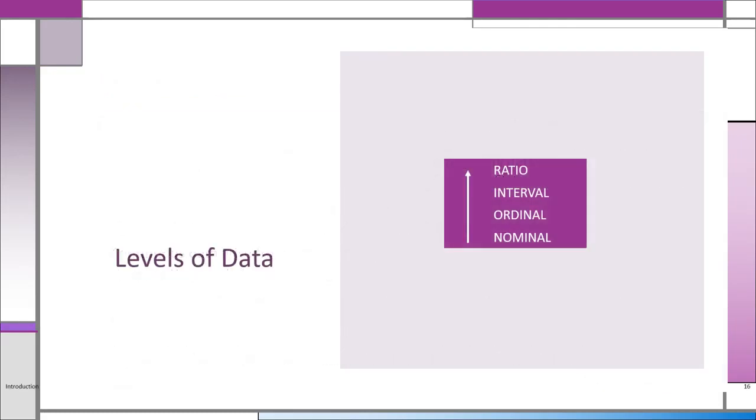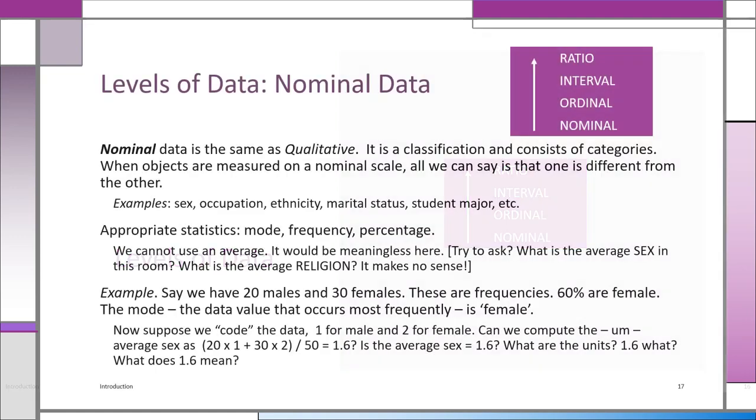Let's spend a little time now talking about levels of data. Sometimes it's called levels of measurement. Same thing. We're looking at the data in terms of whether it is nominal, ordinal, interval, or ratio. You can see how the arrow points up. Nominal is the lowest level of data, ordinal is the next, interval is the next, and ratio is the highest form of data. We're going to look at each one of these in more detail in the next slide.